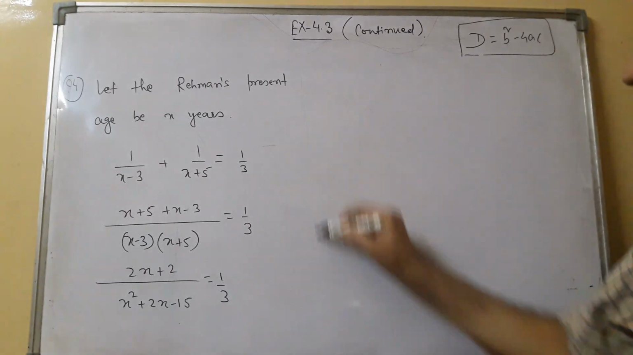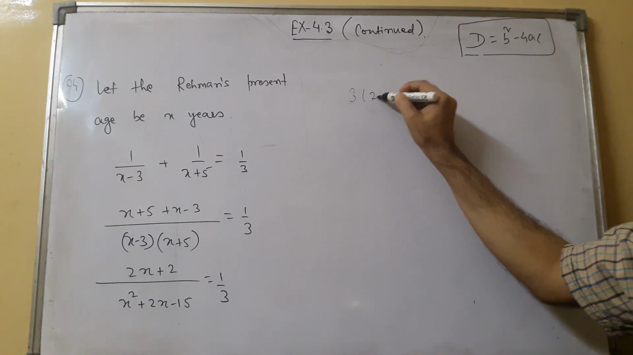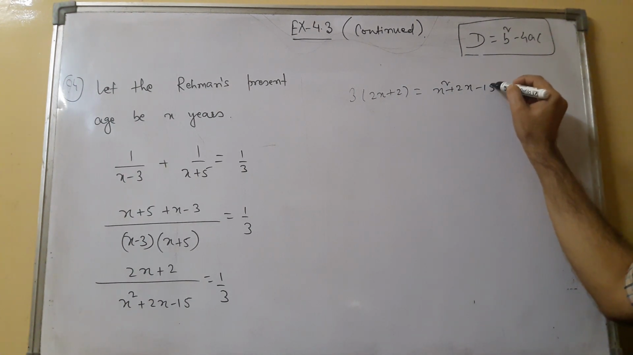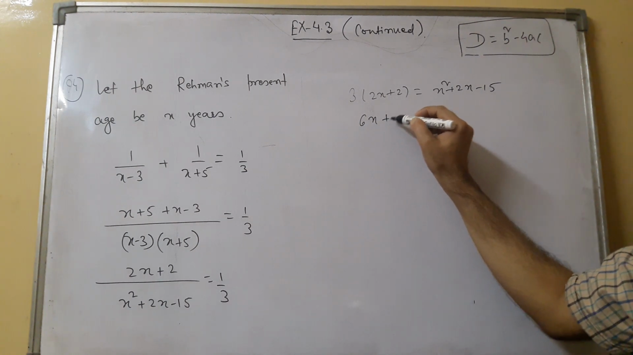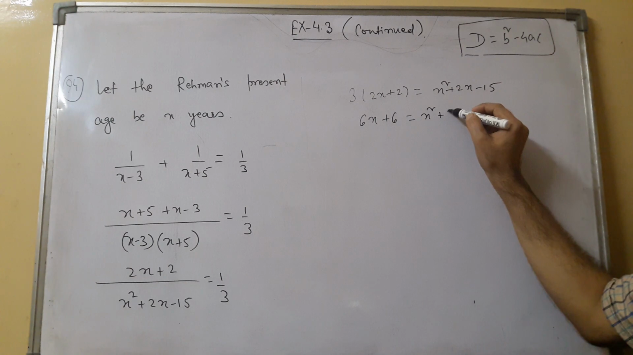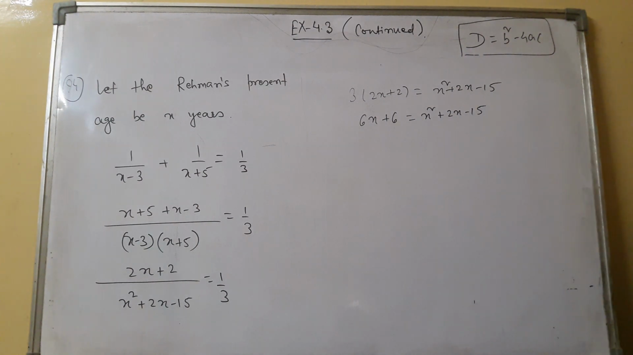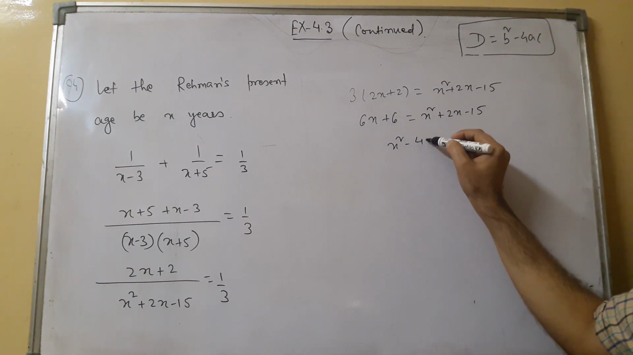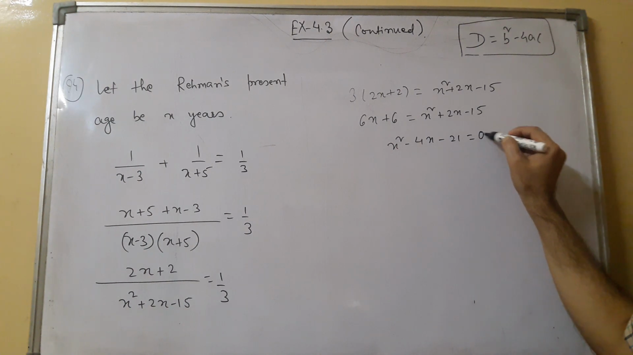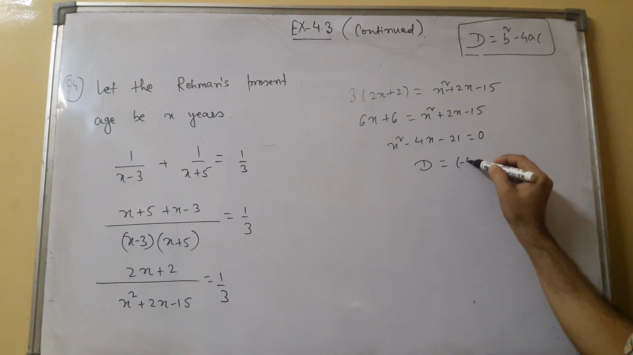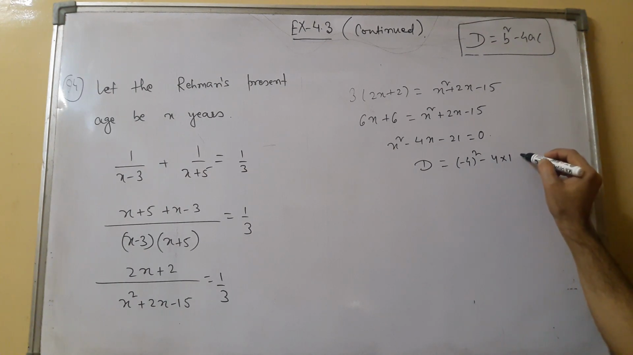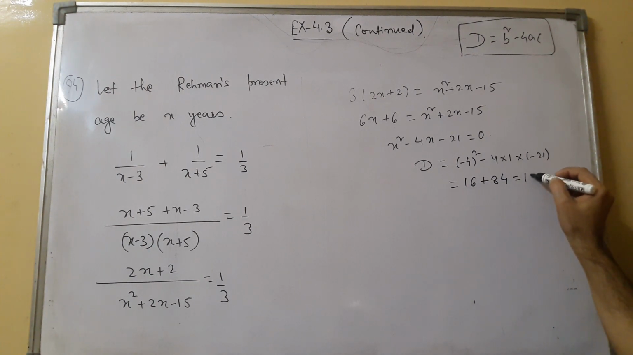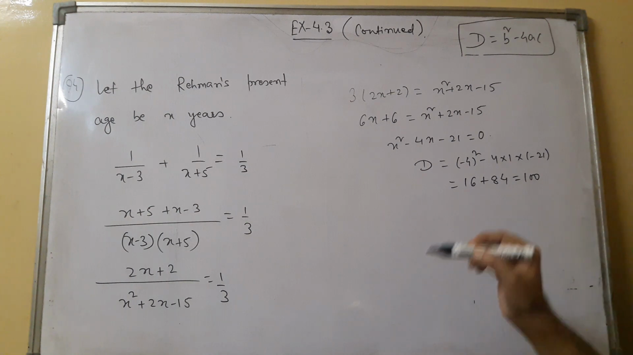So now cross multiply this. 3 into 2x plus 2 equals to x square plus 2x minus 15. 6x plus 6 equals to x square plus 2x minus 15. Bring all the terms to the right hand side. X square minus 4x minus 21 equals to 0. Find the value of d first. B square minus 4ac. Twenty-one 4s are 84 plus 16 is 100.